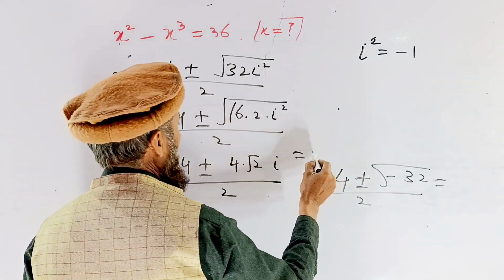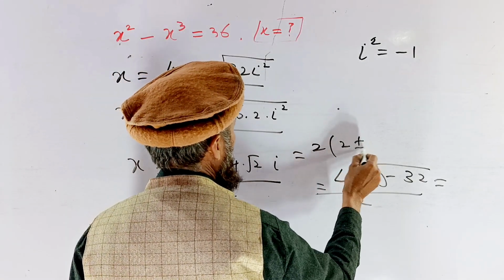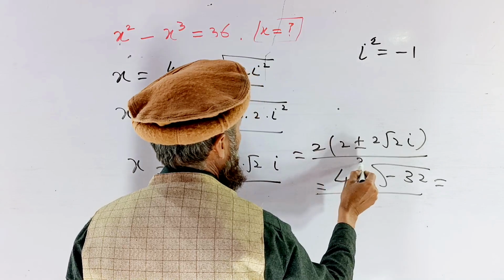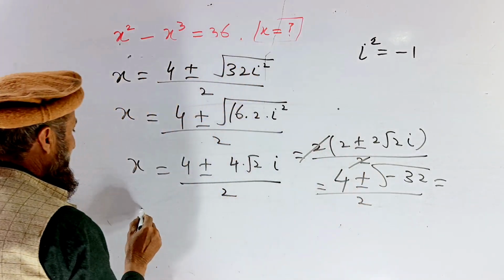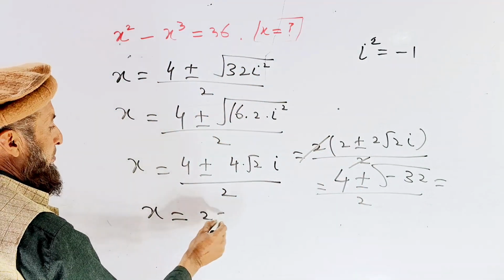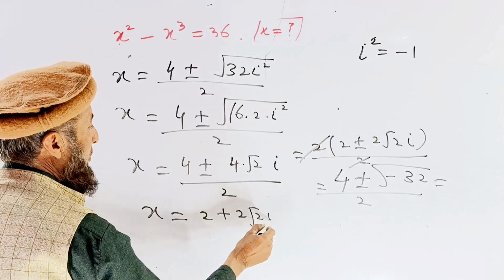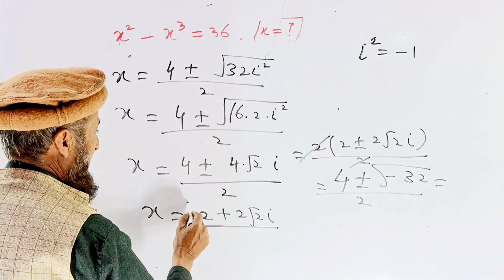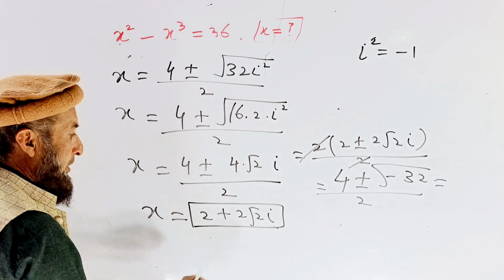Here we are taking 2 common, 2 plus minus 2 under the root 2 iota divided by 2. Both 2s are cancelled, so hence our solution is 2 plus minus 2 under the root 2 iota divided by 1. So this is our solution.